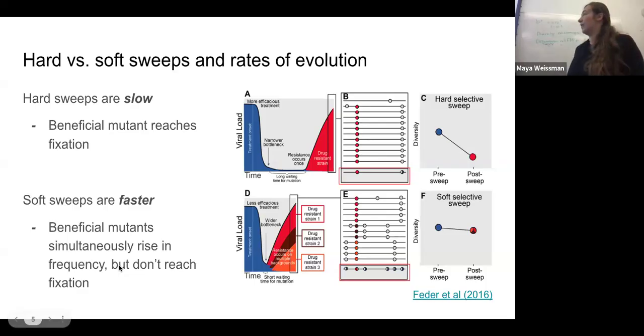And so in a soft sweep, beneficial mutations rise in frequency, but it's not that one individual strain is reaching fixation. Now, overall, we can still say that in this particular case, the adaptive locus reached fixation, but no single strain is becoming dominant.